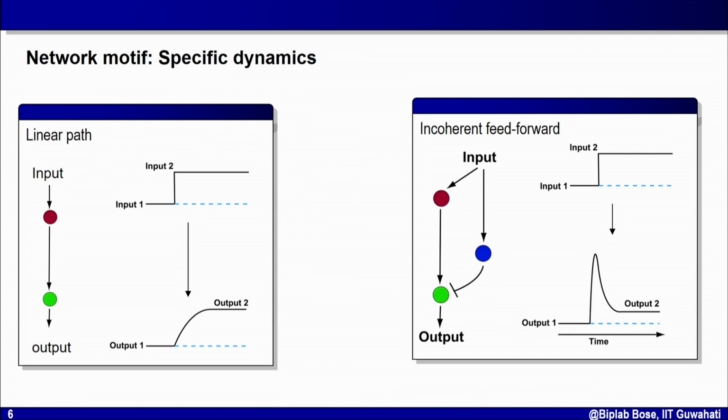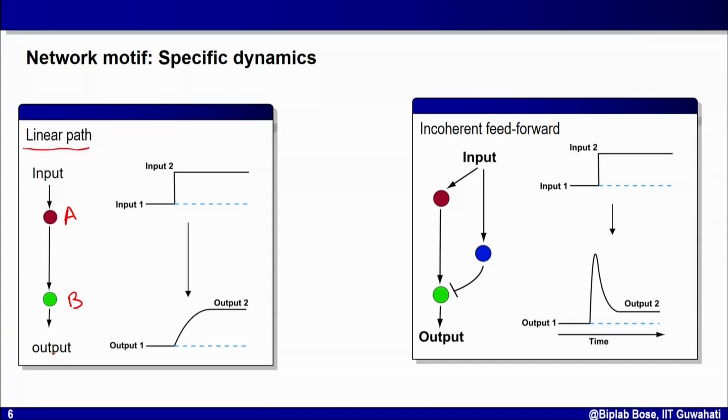What do I mean by that? Let us take an example to understand the issue of dynamics for a network motif. Let us first look into a simple linear path. What is happening here? You are giving an input signal to, suppose, A. A controls B, that means A is activating B. It may be an enzymatic cascade. A is an enzyme which gets activated when its input signal comes, and when A is active, A works on B to make it more active, and so I get an output.